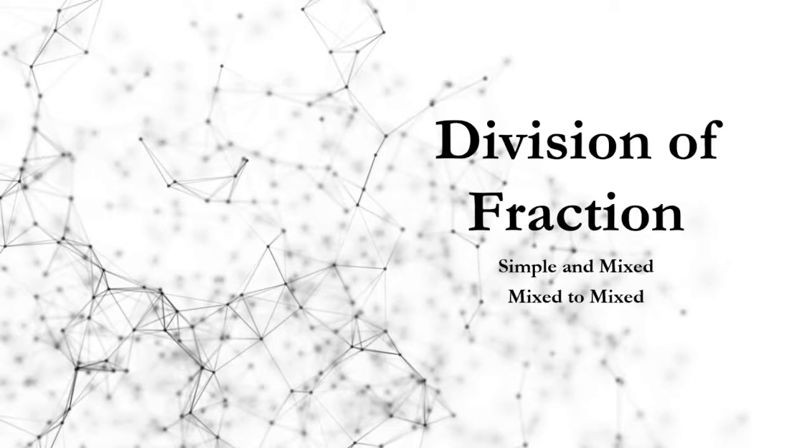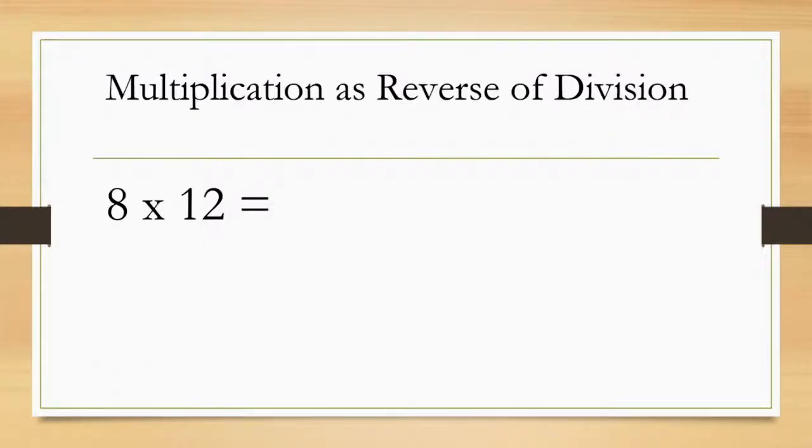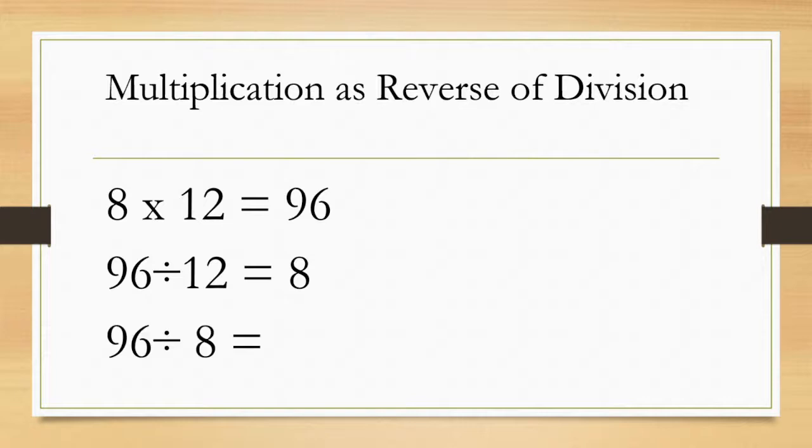Okay, so to start with, let's have multiplication as the reverse of division. 8 times 12, the answer is 96. So 96 divided by 12 is 8. 96 divided by 8 is 12.